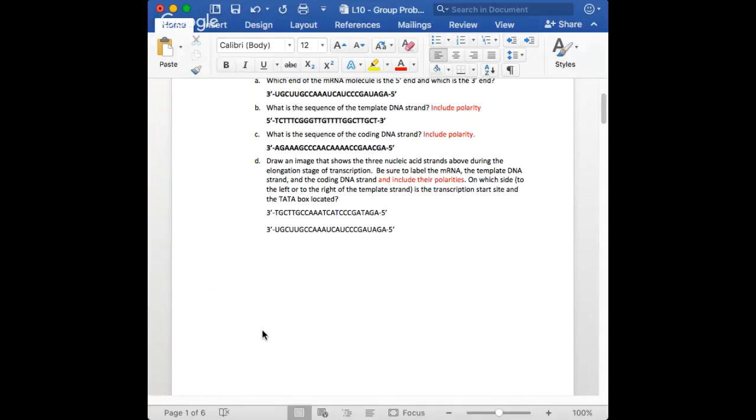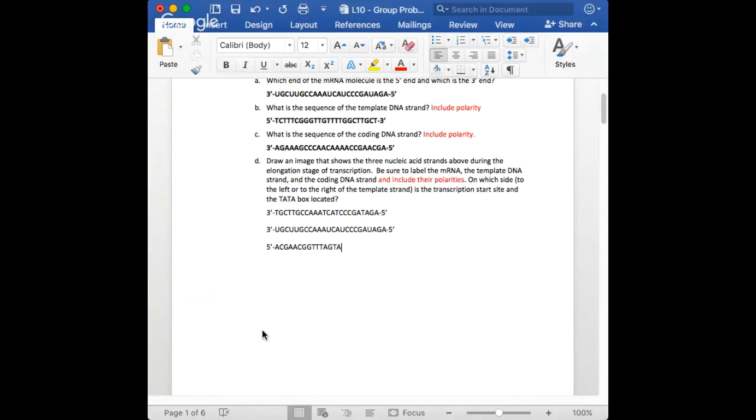And then for D, it was to show a picture. And so you can see the coding strand is on the top, and the mRNA is in the middle, and then the template strand is on the bottom, because the mRNA will come in and bind to the template strand, and the coding will sit kind of above that.